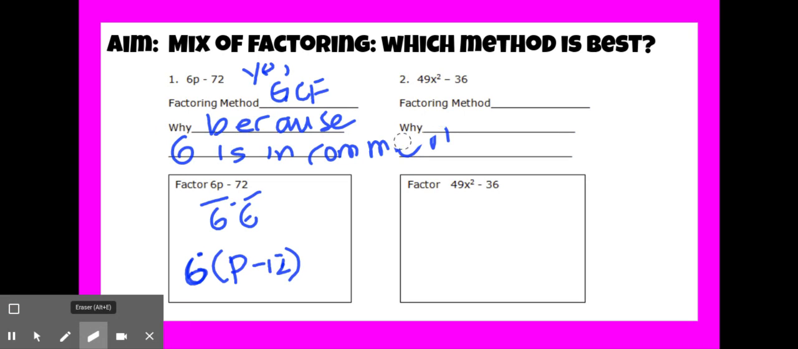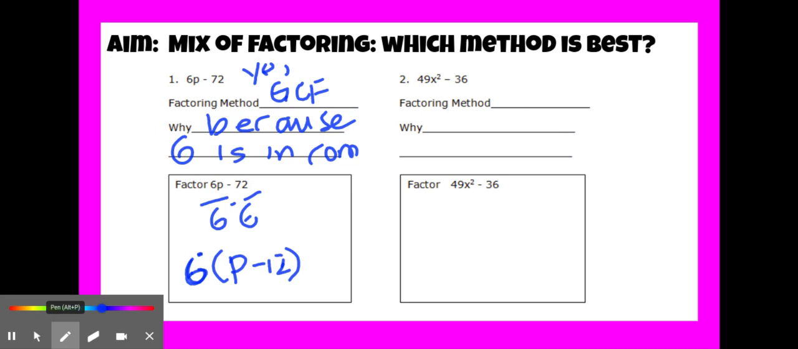Okay, now we're going to move on to the next one. The next one said, what factoring method are we going to use here? Our first question is, is there a GCF between 49x squared and 36? And the answer is no, because there's no x in both terms, and there's no factor that can be divided out of both 49 and 36. So our next factoring method we looked at was DOTS. Is it a difference of two squares?